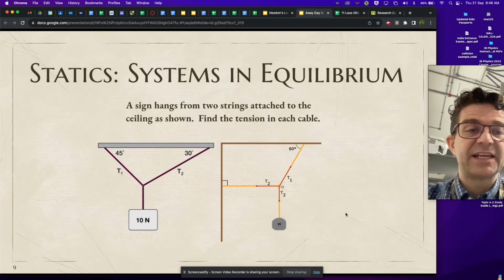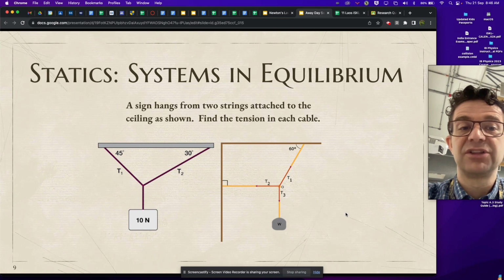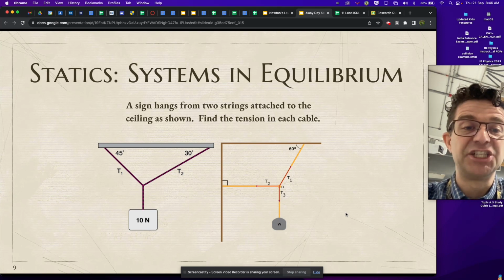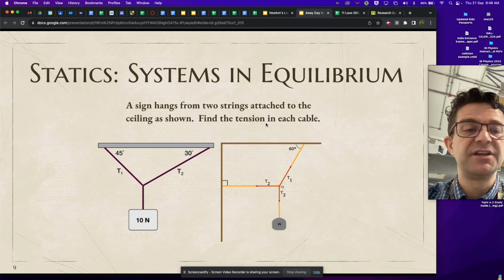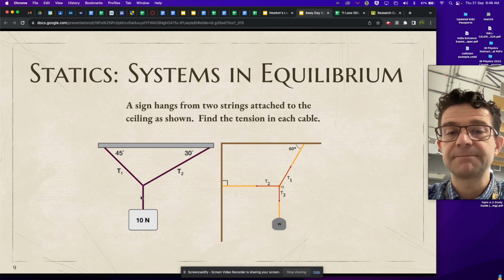Here are two other statics problems. These are commonly called, say, sign problems, S-I-G-N, because they involve the hanging of a sign for display. The first one involves a 10 Newton weight sign. So the force of gravity is 10 newtons on the sign, and two strings with tensions that have an angle of 45 degrees and 30 degrees with the horizontal. The question is to find the tension in those two cables so that the sign doesn't fall or doesn't rise.